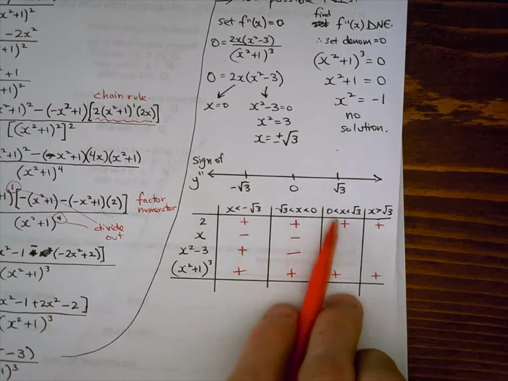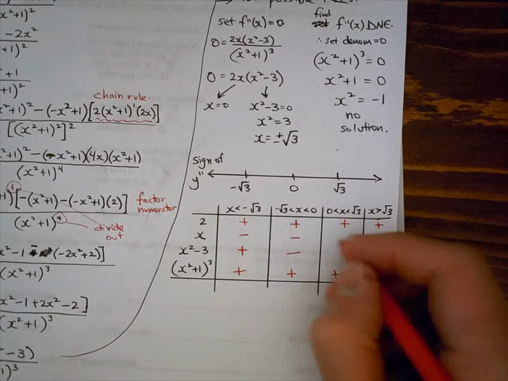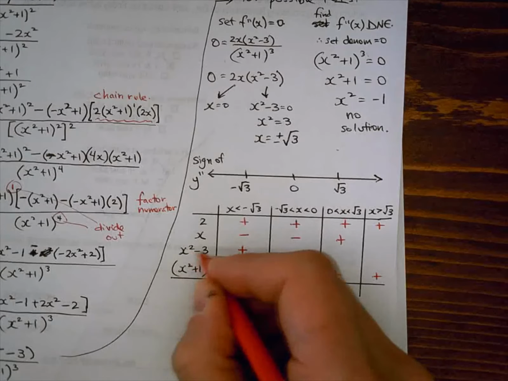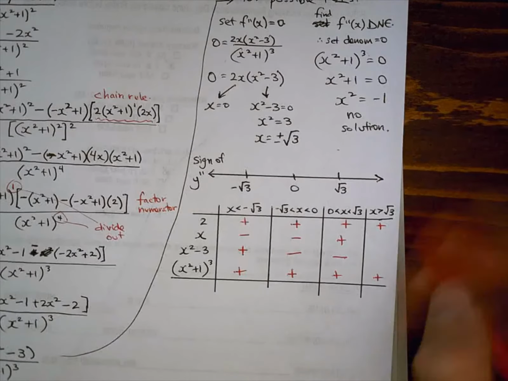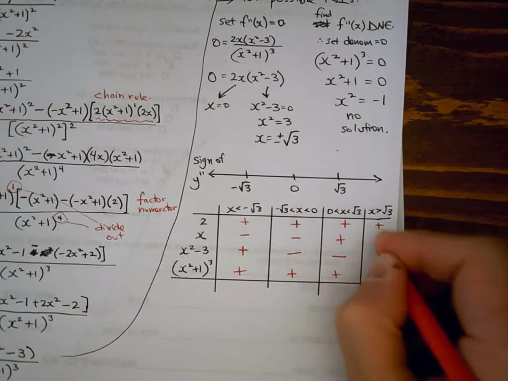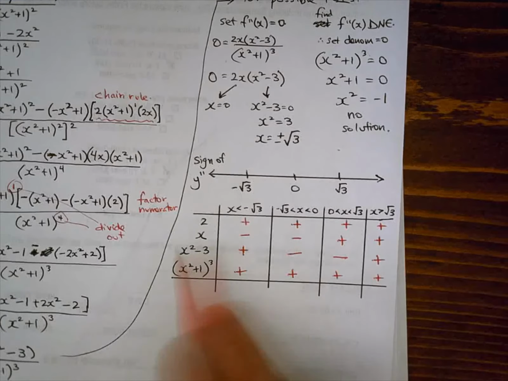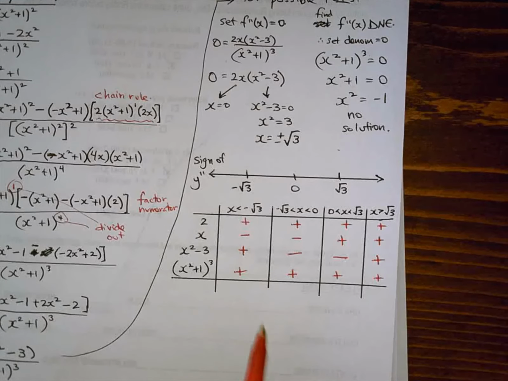Okay, choose a number between 0 and root 3. There's some symmetry here. I'm going to choose the number 1. This is positive. 1 squared, this is negative. And I'm going to choose a number bigger than root 3, say 5. This is going to be positive. 5 squared is 25 minus. This is also positive.